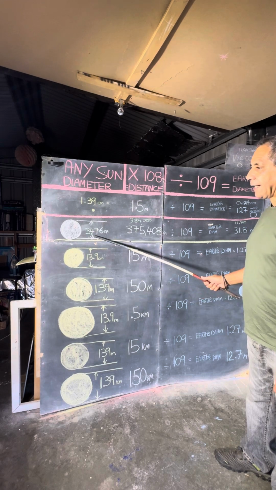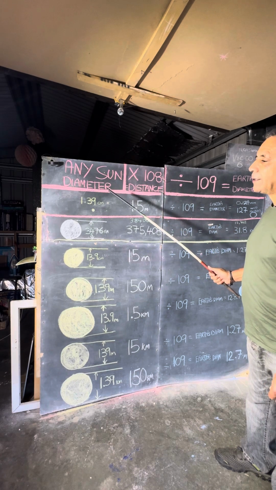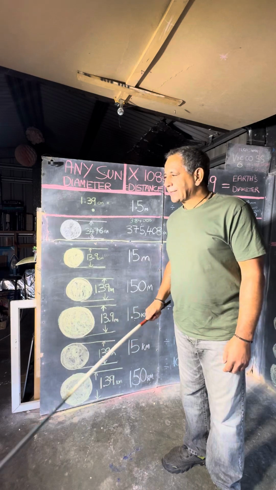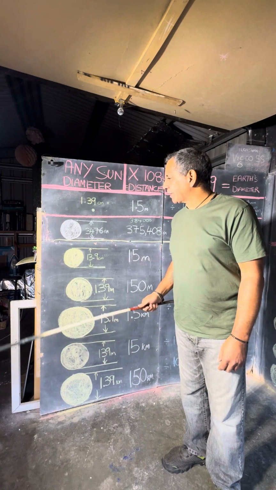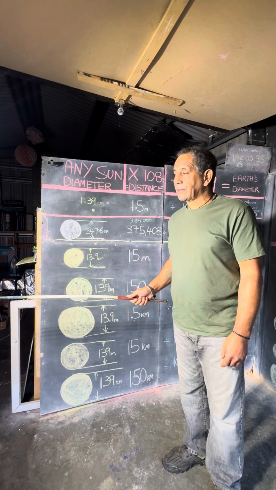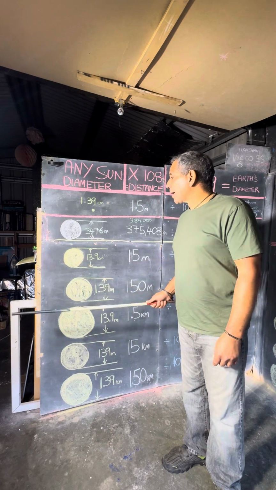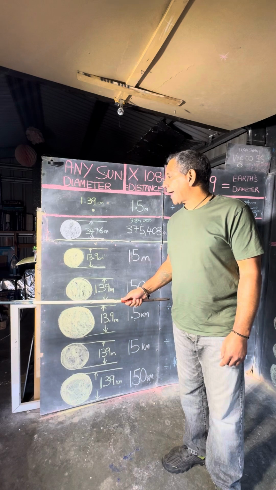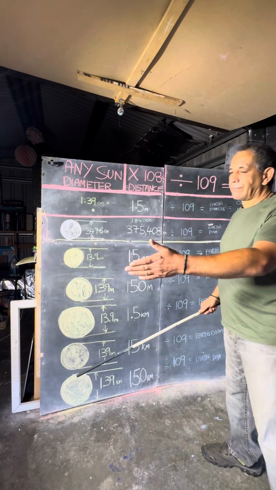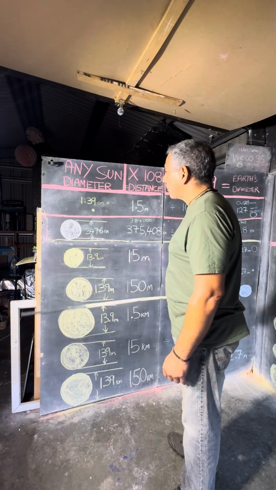3,476 kilometers, Alexa, what is 3,476 kilometers multiplied by 100? 3,476 times 100 is 347,600. Alexa, what is 3,476 multiplied by 108?